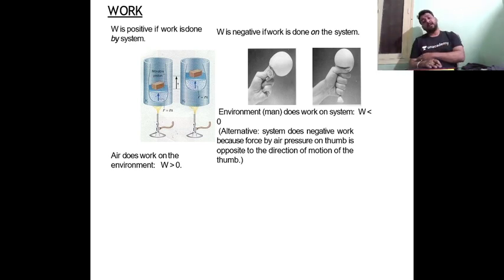Now I am showing here some of the different types of work. W is positive if work is done by the system, and it is negative if work is done on the system. These are conventions. Sometimes we can take it accordingly, but commonly we practice that work done by the system is positive and work done on the system is negative. So if we say work is positive, that means work is done by the system. What do you mean by this?